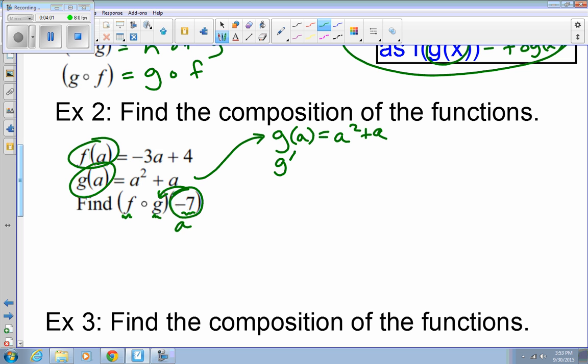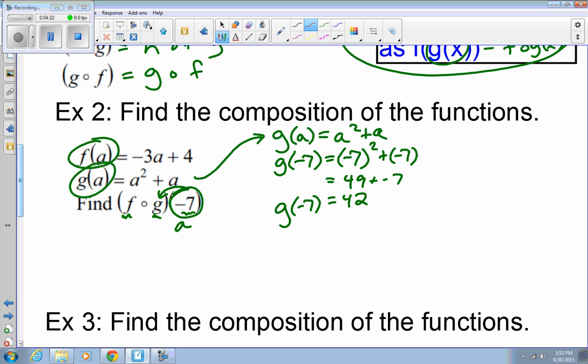So g of -7 equals -7 squared plus -7. Simplify this right side. -7 squared is 49, plus -7 is 42. That's what g of -7 is. Okay, so I'm halfway through this problem. I substituted the -7 into g, and I got 42. So that's the g of -7. That equals 42. I now need to substitute that into the f function. So I need to substitute 42 into the f function.